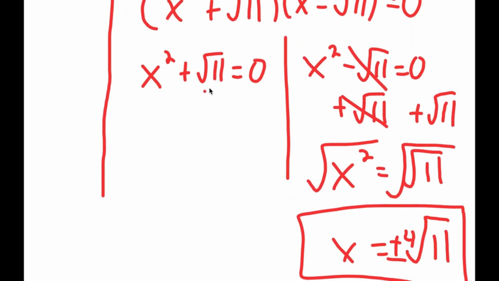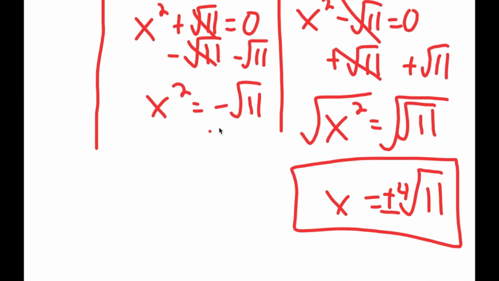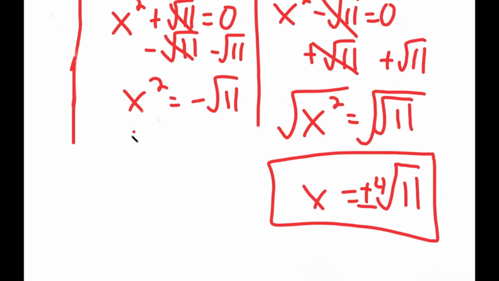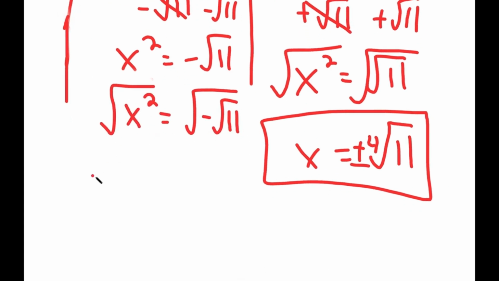Now for x squared plus the square root of 11 is equal to 0, I'm going to subtract the square root of 11 on both sides. So I get x squared is equal to negative square root of 11. So now I get the square root of x squared is equal to the square root of negative square root of 11. So the square root of x squared is x. And the square root of the negative square root of 11, I can write this as negative square root of 11.